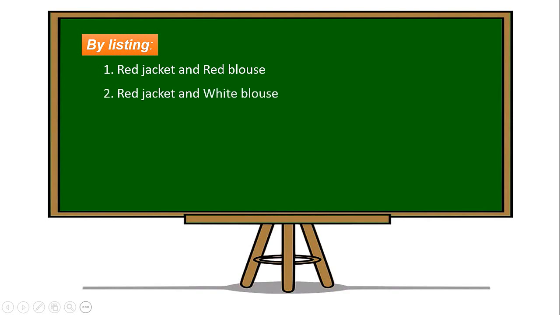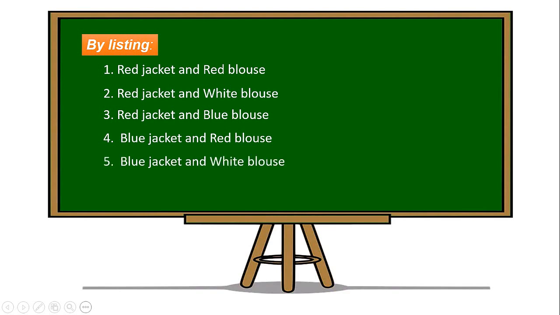Okay, let us try answering the problem. First, we are going to use listing. And these are the answers. Red jacket and red blouse. Second, red jacket and white blouse. Third, red jacket and blue blouse. Fourth, blue jacket and red blouse. Fifth, blue jacket and white blouse. Sixth, blue jacket and blue blouse.